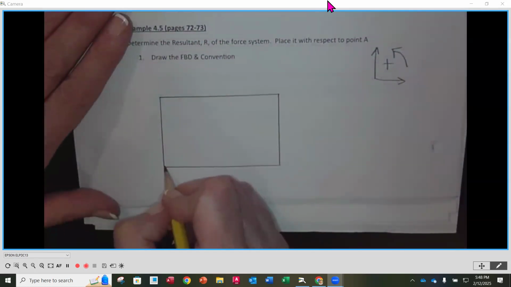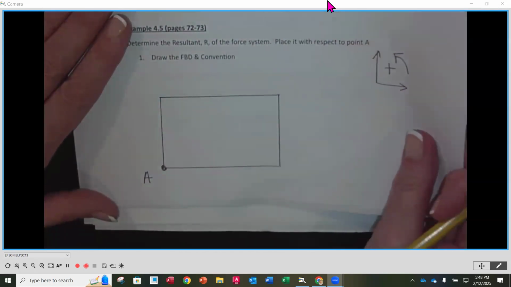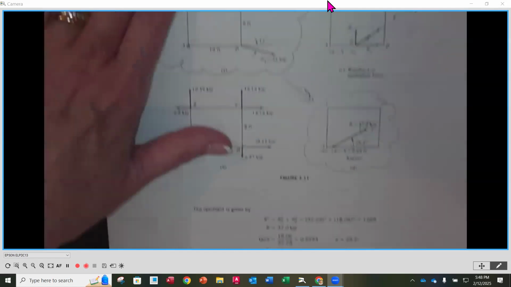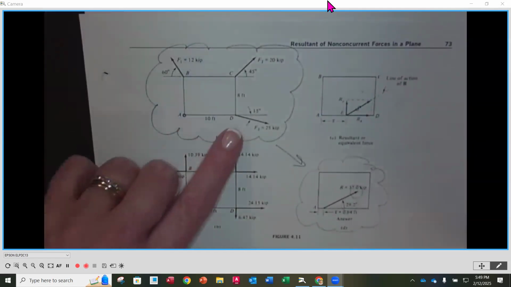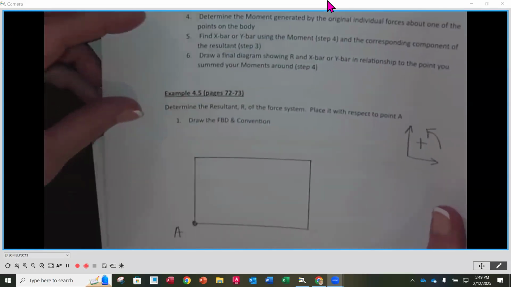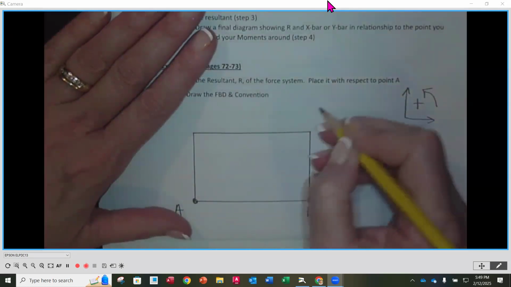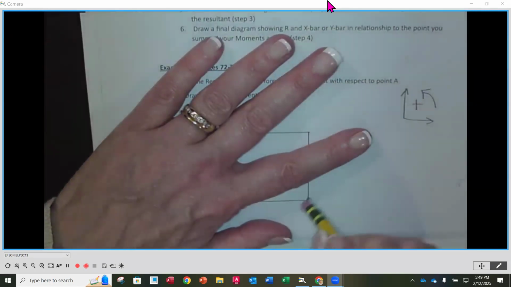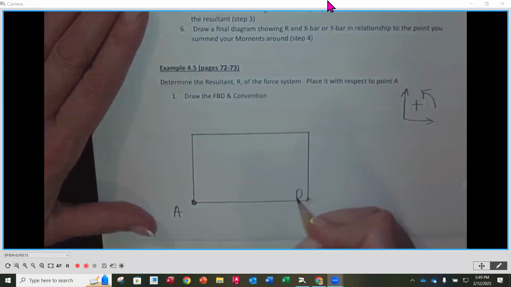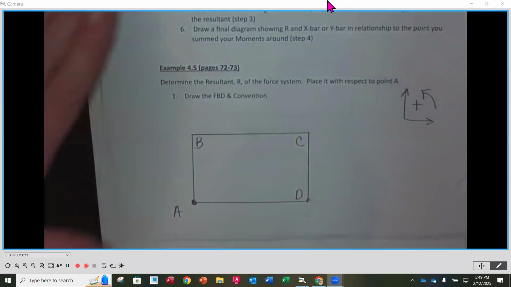So we know that point A is down here. I'll refer back and forth to our figure. Notice that we have points D, C, and B. I think I'm going to put them on the inside, actually, so they won't interfere with forces that are going to be on the outside.